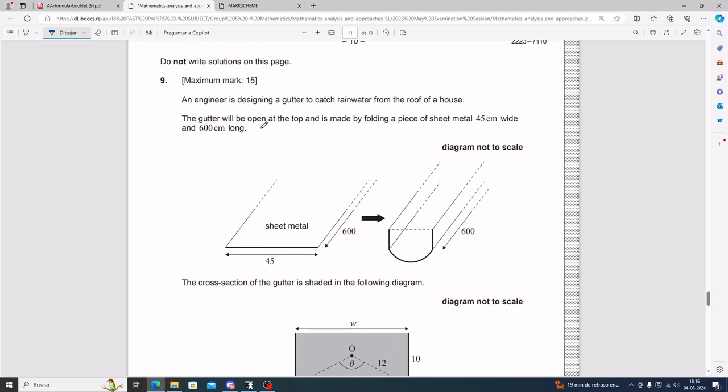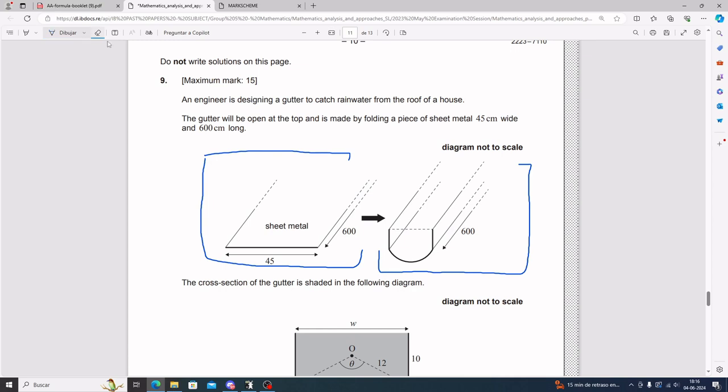So for number 9, we have that an engineer is designing a gutter to catch rainwater from the roof of a house. This engineer knows that the gutter will be open at the top, and is made by folding a piece of sheet metal that is 45 centimeters wide and 600 centimeters long. And so this sheet of metal gets folded into what we can see over there.